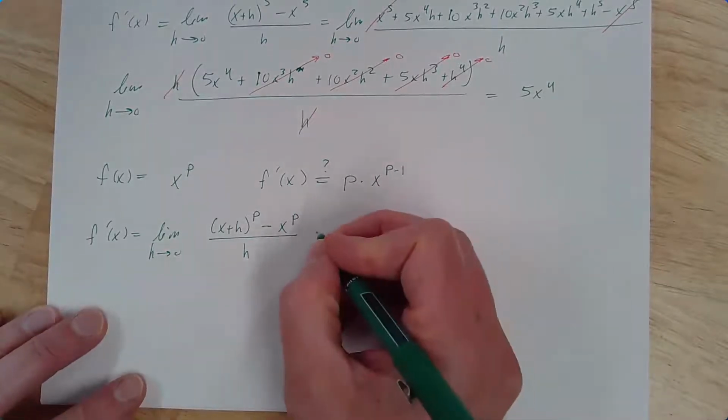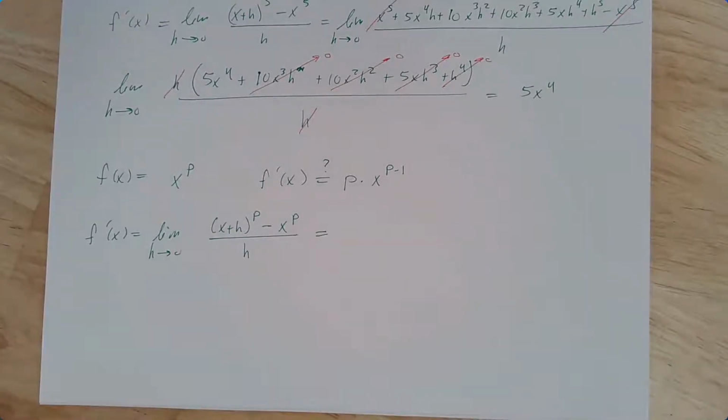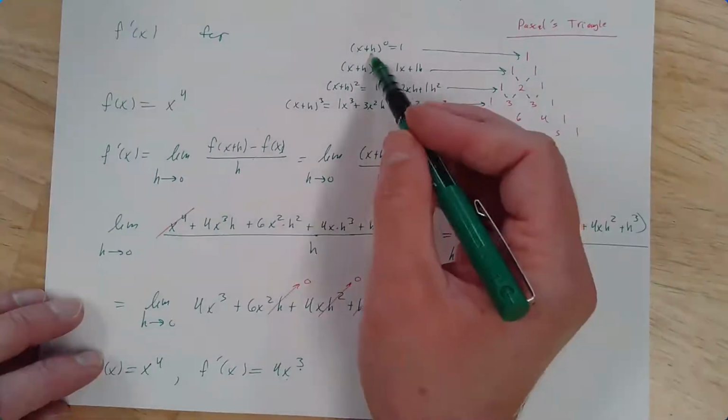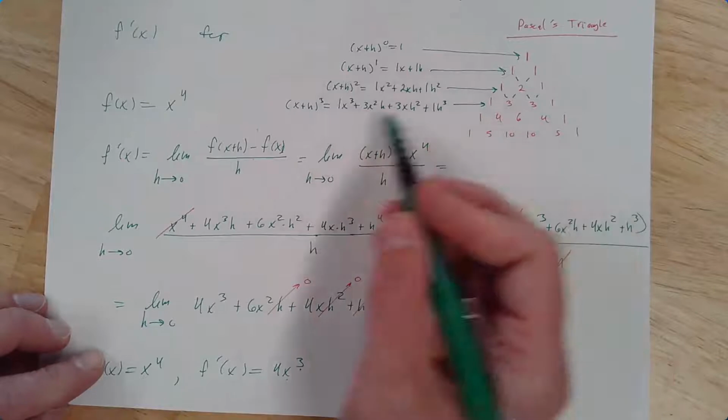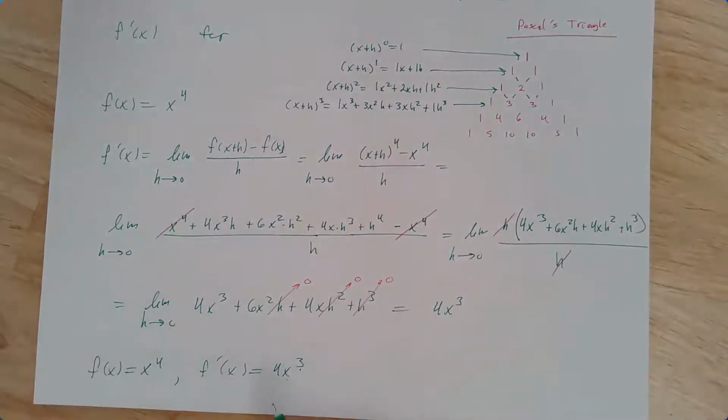So when we expand x plus h to the p, let's see. If I look back at Pascal's triangle for a second, I know that x plus h to the 0 was that, x plus h to the first was that. I don't know what the pth row is though, not exactly anyway. But let me ask you all a question.